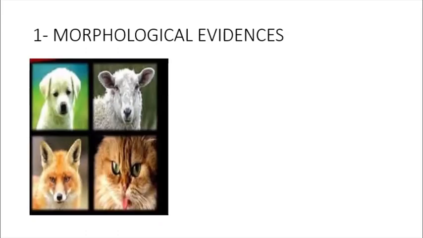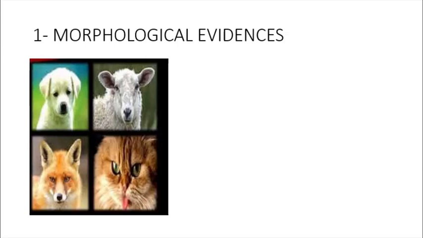Let us start with the first evidence in evolution, that is morphological evidences. Now children, morphology is the physical characters. When you compare two or three different organisms, you will find that they have some similar structures. So that is called morphological evidences. By looking at those structures, you will come to know that they might have evolved from the same ancestor as they have the same structures. So, morphological evidences are the similarities in appearance of different animals and plants.